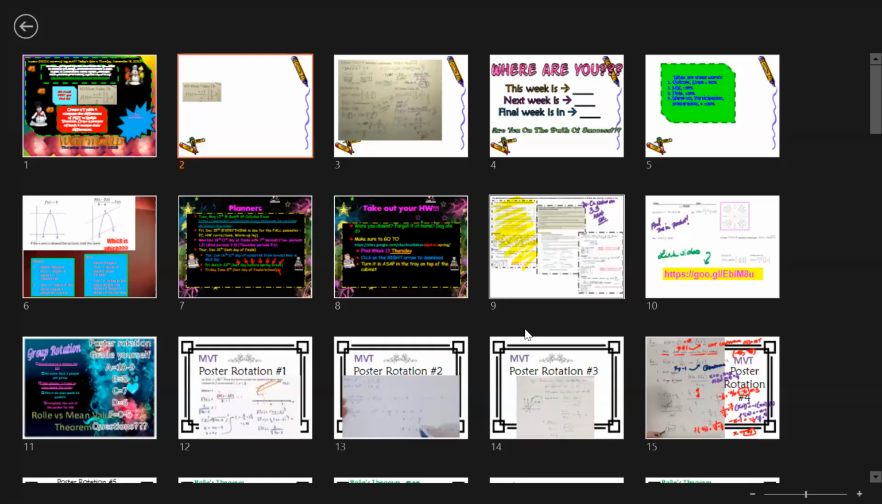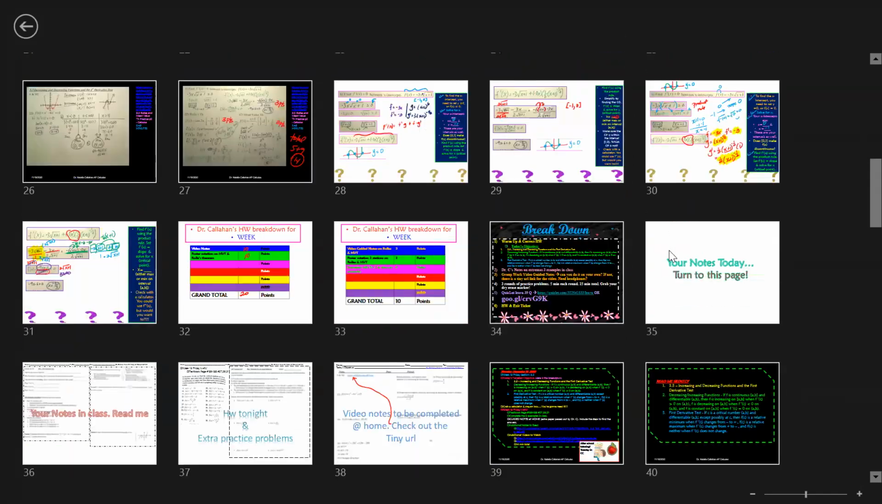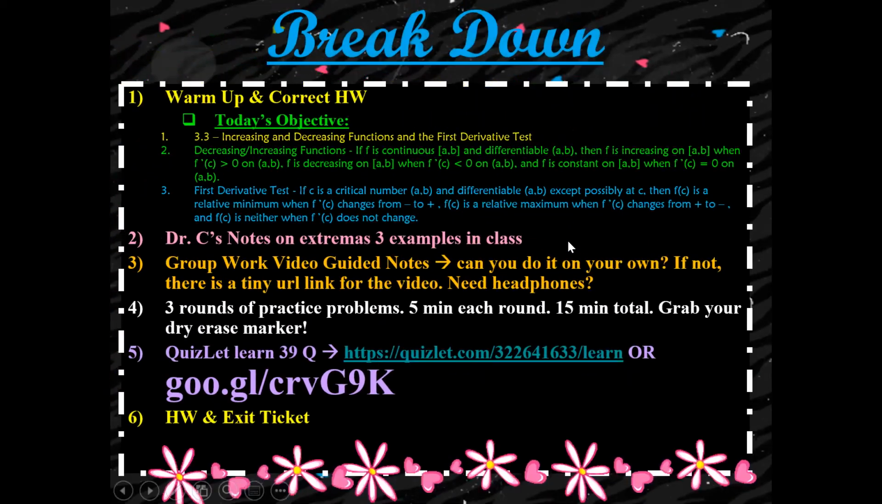All right, so let's go ahead and take a look at our breakdown for today. Today we're going to go over extrema, which is concavity, maximum, critical point, point of inflection, concavity, concave up, concave down. We're going to go over 3 examples. And then I'm going to give you guys 3 rounds of practice problems. And so you're going to practice with that. And then I have a Quizlet at the very end for 39 questions. And so we will just do that.